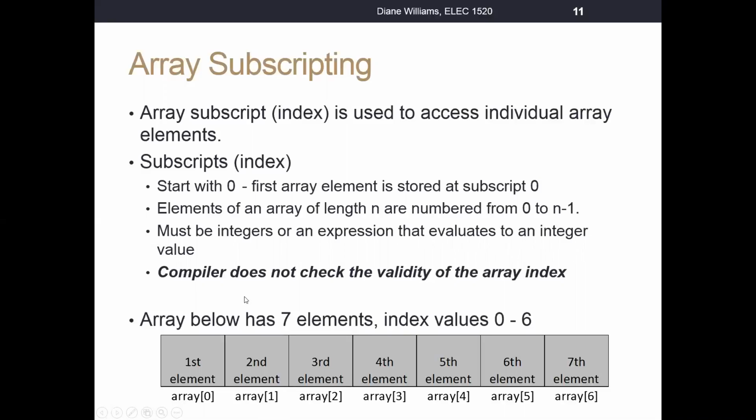Now the compiler doesn't check the validity of your array index. So if you accidentally type an array index that's out of bounds, the compiler won't give you a warning. What will happen is you'll often overwrite other memory in your program. Sometimes you'll try to write beyond your program's memory limit and your program will just crash. So we always start with 0. That's our first index, and they go from 0 to n-1. They have to be integers or some sort of expression that evaluates to an integer. We don't want them to be negative. And like I said, we'll see some examples where if we go beyond the bounds of our array, the compiler won't necessarily warn us.